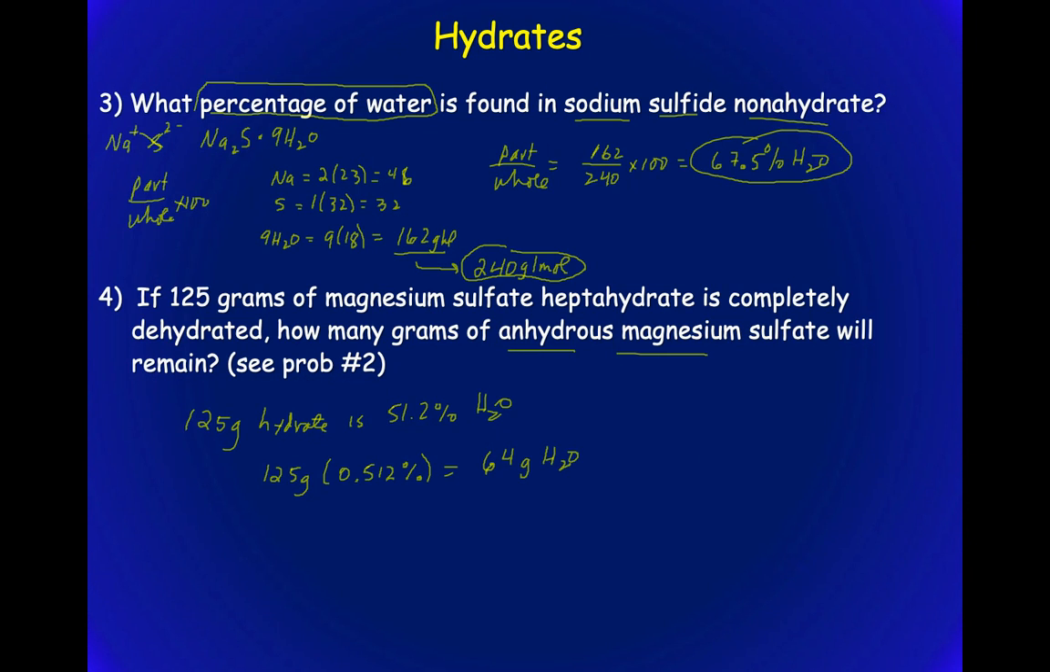Now we want to know how much of the dry stuff is there. So if I take the 125 grams of the hydrate, which is my wet, and I subtract the water from that, that'll equal the dry. So 125 minus 64 is going to be roughly 61 grams of anhydrous. Remember, the anhydrous is the dry salt. All right, and that should do it. All right, so we can move on a little bit.